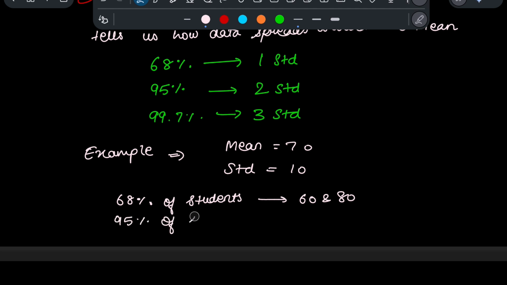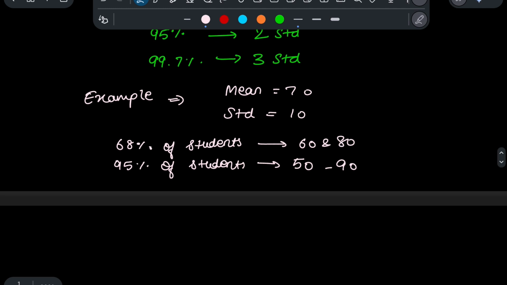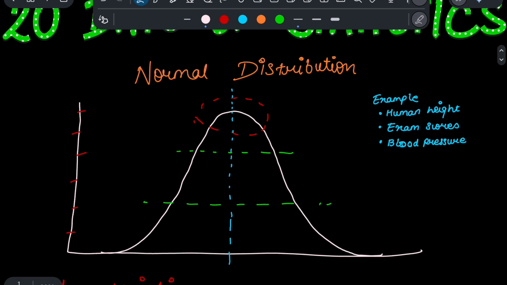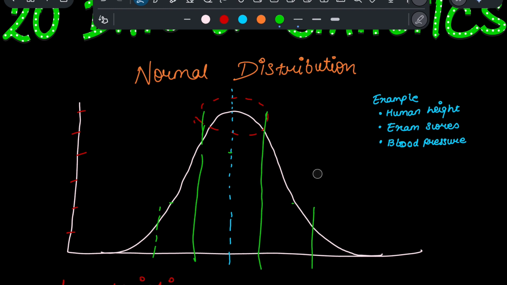95% of the students scored between 50 and 90, and 99.7% of the students scored between 40 and 100. So this means extremely low or extremely high scores are rare. Let me explain it through the graph. Let me divide it just like this, so that you can understand better.